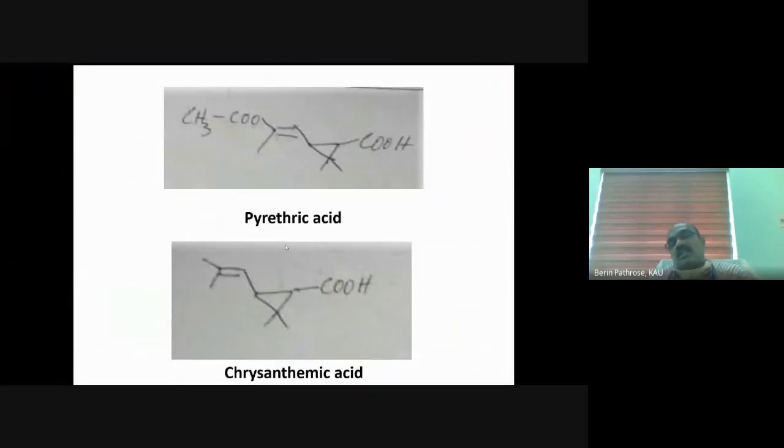I will see the case of chrysanthemic acid and pyrethric acid. If you see the alphabetical order, C comes first. So the basic structure is like this, and since C comes first, the length of the molecule is a bit low. And pyrethric acid comes later alphabetically, so we have a side chain added to it, CH3COO. So that's the way I used to remember chrysanthemic acid and pyrethric acid.